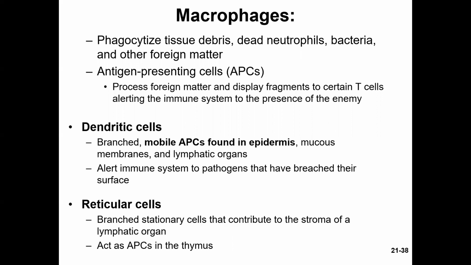The antigen-presenting cells, or APCs, process foreign matter and display fragments to certain T cells, alerting the immune system to the presence of the enemy. Then we have the dendritic cells. They're branched, mobile, antigen-presenting cells found in the epidermis, mucous membranes, and lymphatic organs. They alert the immune system to pathogens that have breached the surface. Then we have reticular cells. These are branched stationary cells that contribute to the stroma of a lymphatic organ, and they act as antigen-presenting cells in the thymus.